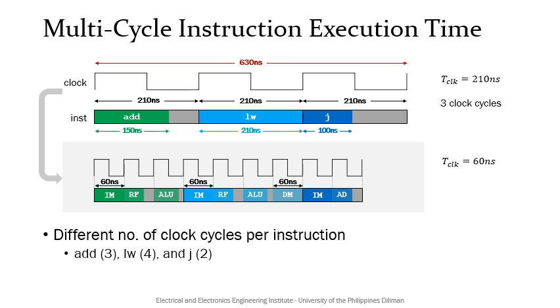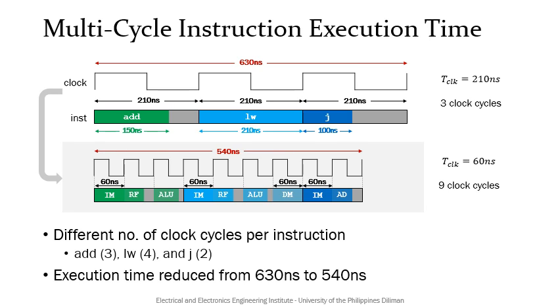Now, going back to our example, since the add needs 3 clock cycles, while the load word and jump take 4 and 2 respectively, then the total number of clock cycles to finish the 3 instructions listed must be 9. And therefore, the total time to execute them is 60 nanoseconds times 9, or 540 nanoseconds. Thus, we were able to reduce and improve the execution time from 630 nanoseconds to 540 nanoseconds.